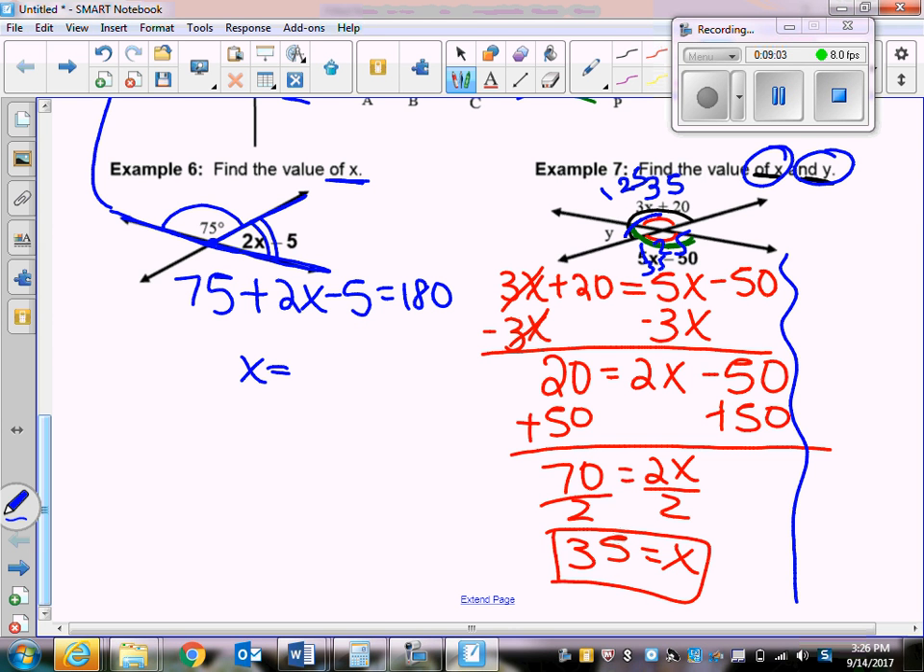So I know this too has to be linear this way or the other way. So what we can do is y plus 125 equals 180, because a linear pair is 180 degrees. So you guys go ahead and solve for y. Okay? All right, next page.